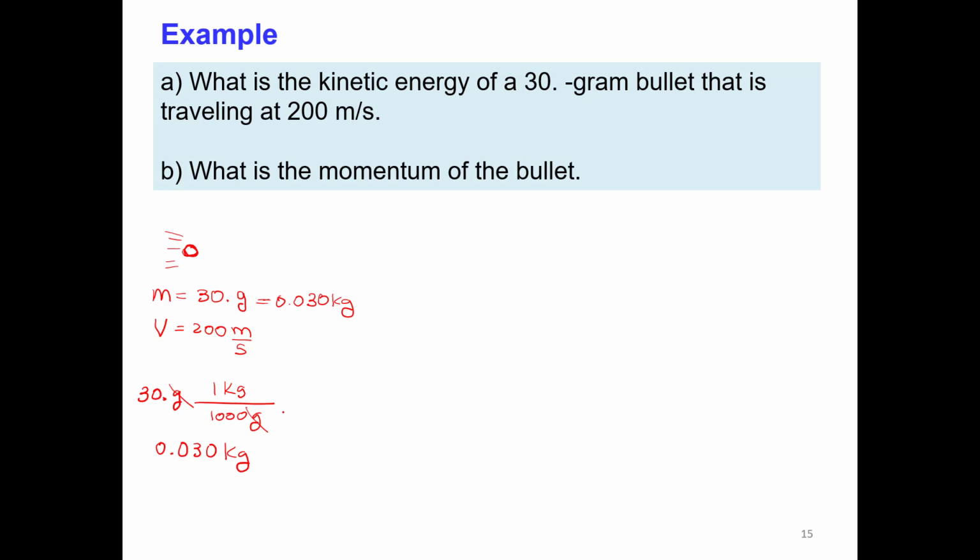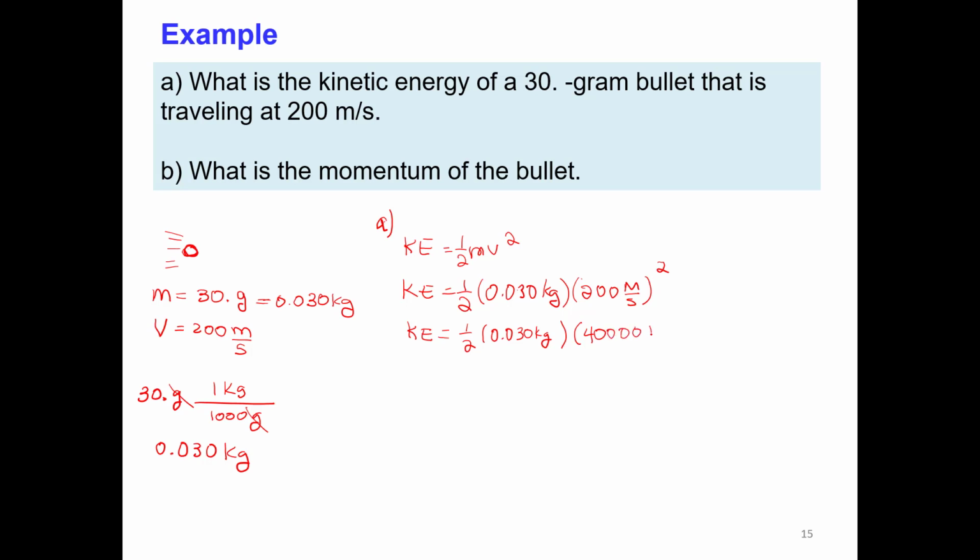Then now we know everything is in the same system of units, and now what we have to do is just calculate the kinetic energy. Mass will be 0.030 kilograms times the velocity will be 200 meters per second, and we need to square. And the kinetic energy equals 1/2 mass times velocity squared. And I will do this one step by step. And this will be 4 and 4 zeros here. And we need to square not only the number, also the units.